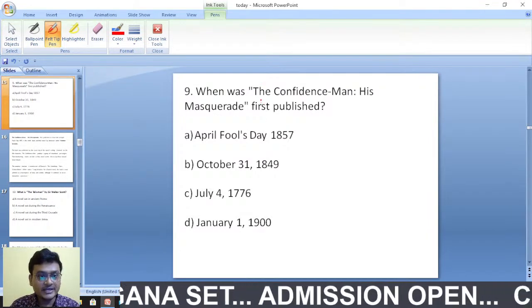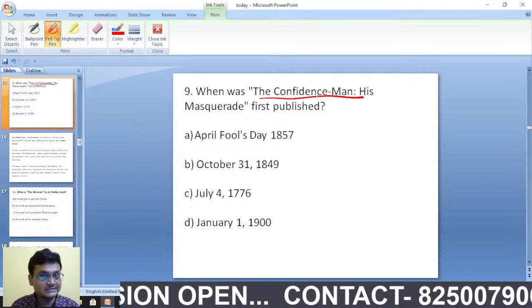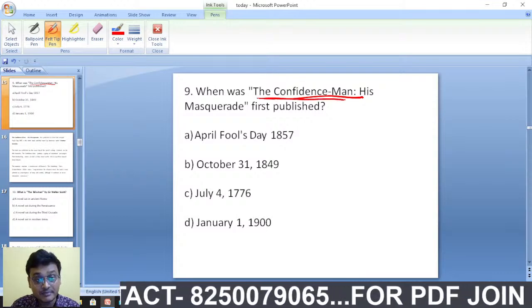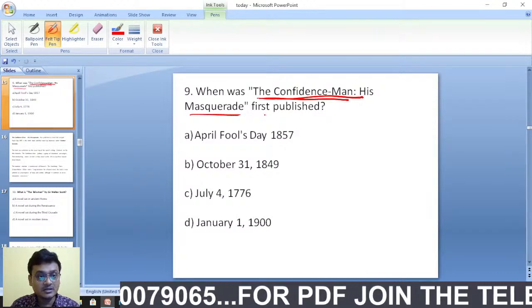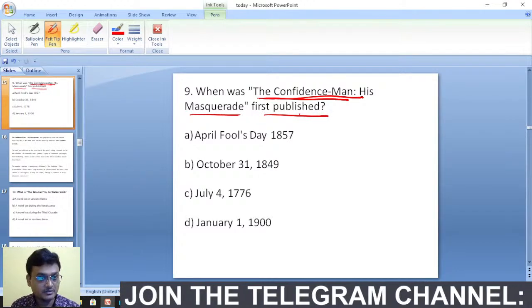The Descent of Man was written by Charles Darwin. Now here the question is The Confidence-Man: His Masquerade, and first published in which year?